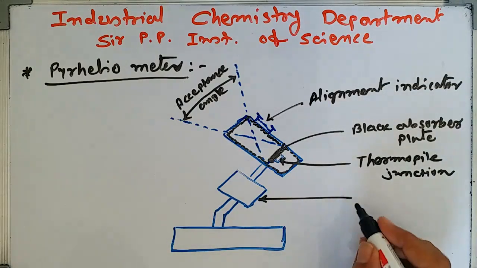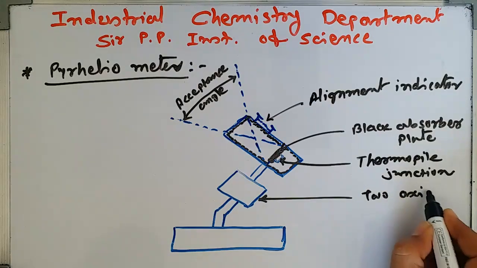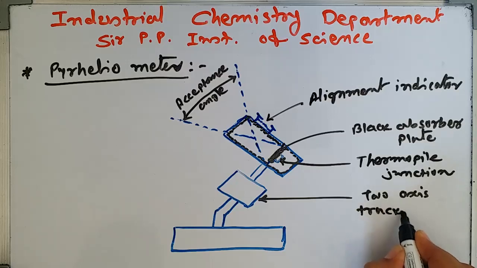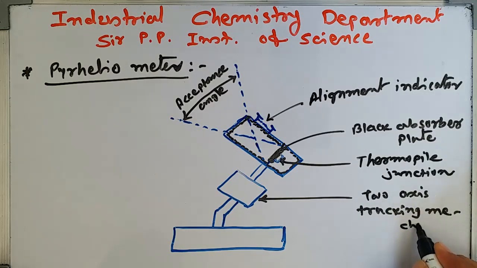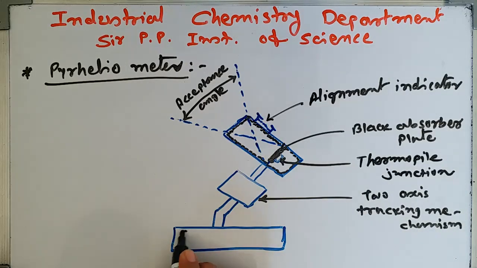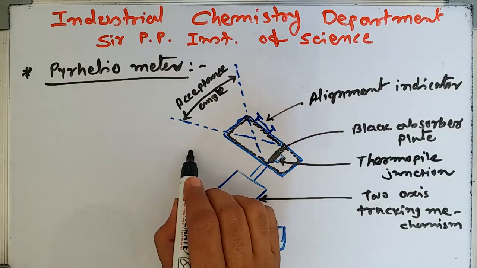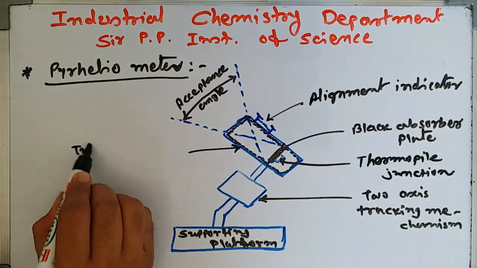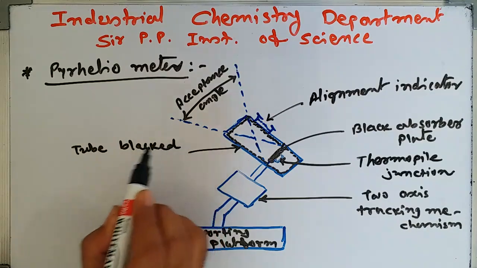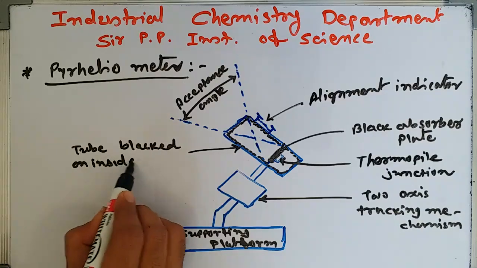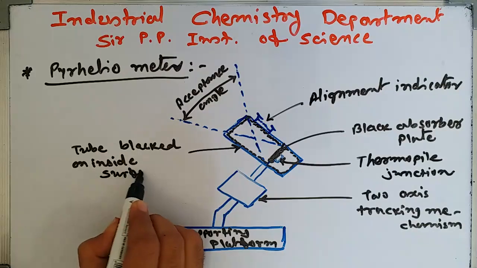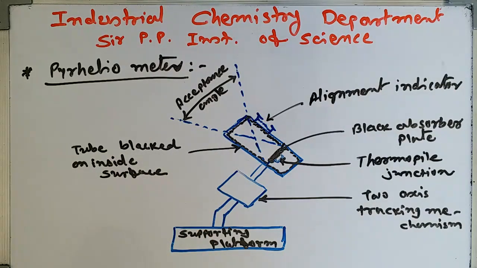This is the two axis tracking mechanism. This is the supporting platform. And this is the tube, blackened on the inside surface. This is the diagram of the pyrheliometer. It is an instrument which measures beam radiation.